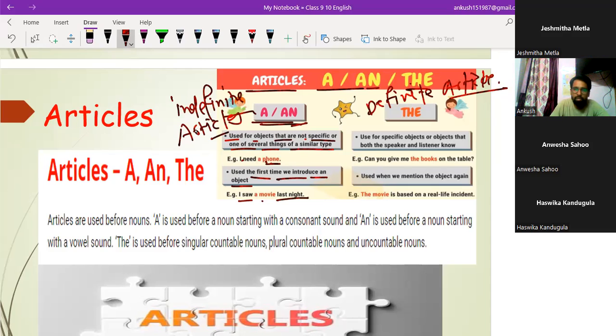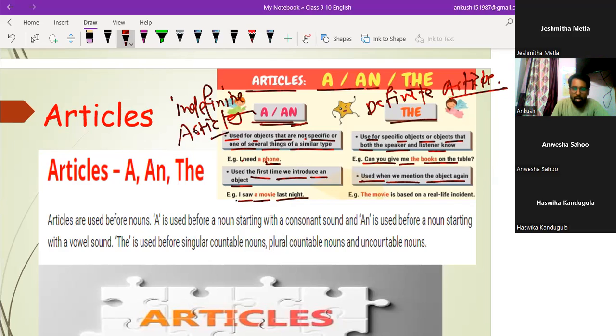I am mentioning that movie for the first time. What is the use of "the"? It is used for specific objects or objects that both the speaker and the listener know. We know about the object or the noun, and that is why we are making it definite. For example, can you give me the books on the table? It means I also know and you also know which books we are talking about. Are you getting it? Another thing is, it is used when we mention the object again.